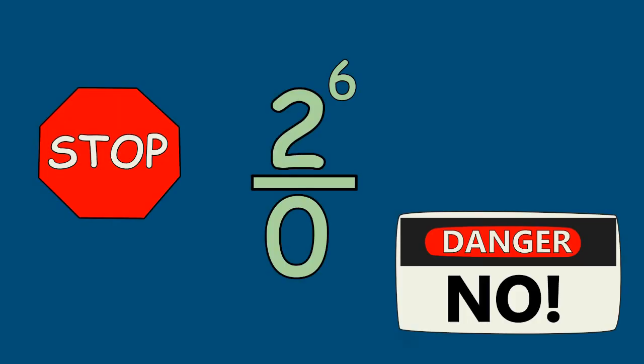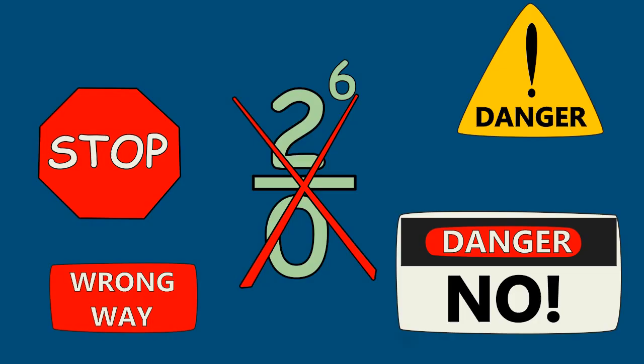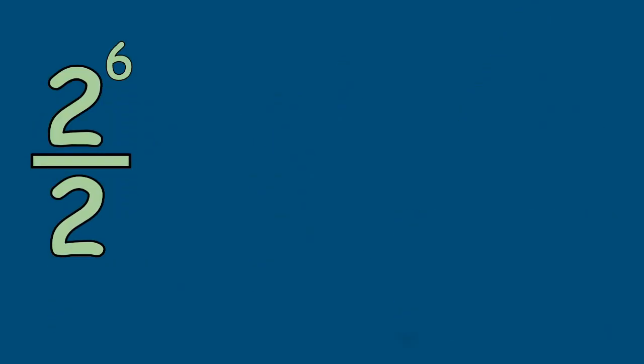The first thing to remember about dividing monomials is that your denominator should never be 0. Once you learn that basic rule, the rest will be easy. Let's start with 2 to the 6th power over 2 to the 4th power.